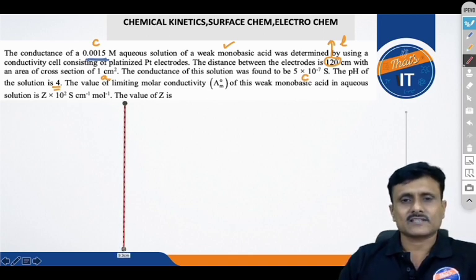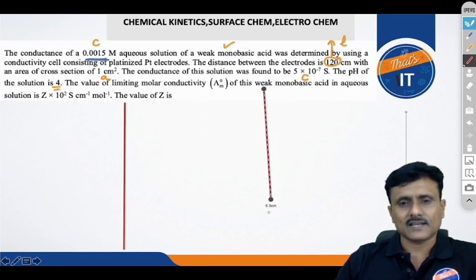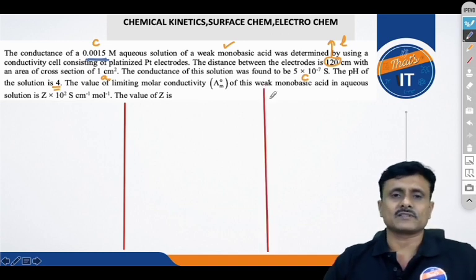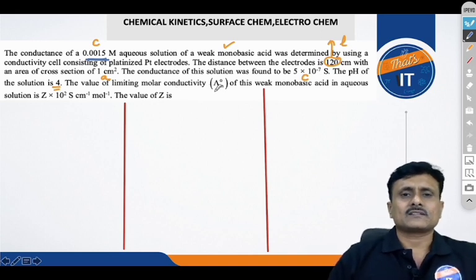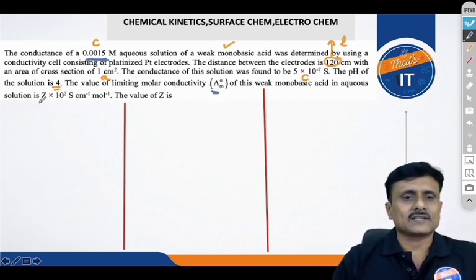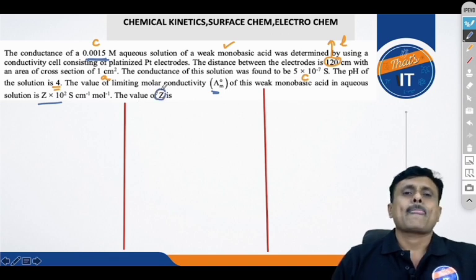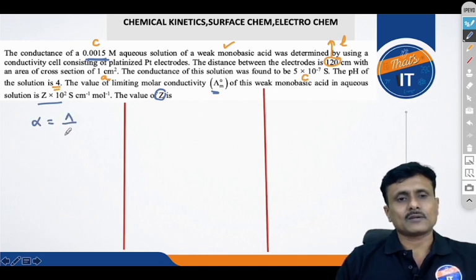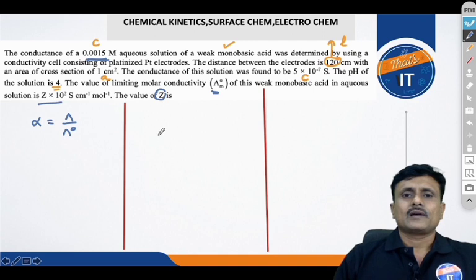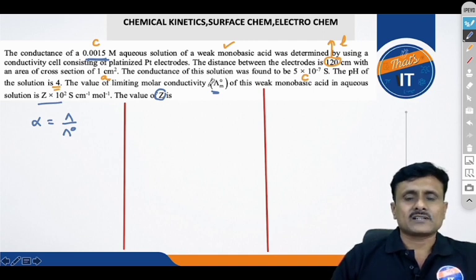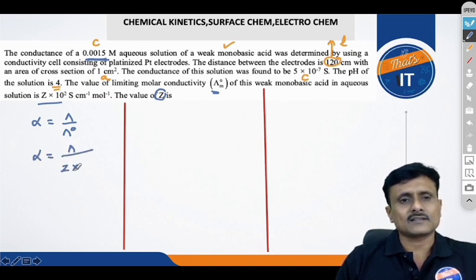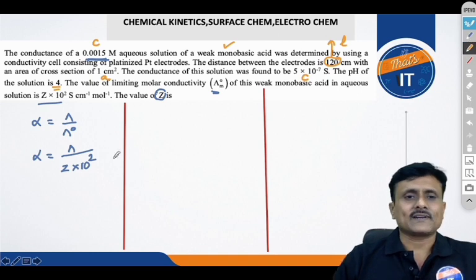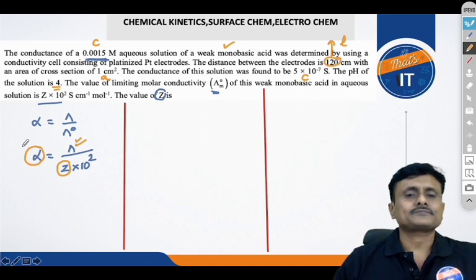So let's solve the question in the same manner that we did in the last one. You can see there is similarity between the questions. The value of limiting conductance, that is lambda naught of the weak acid, is Z into something, and you have to find out this value, isn't it? So when I write that again, alpha equals lambda upon lambda naught. As you could see, the value of limiting conductivity is expressed in terms of Z. So if you want to find this value, you need to find out these two values, isn't it?